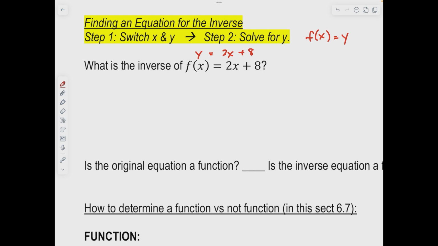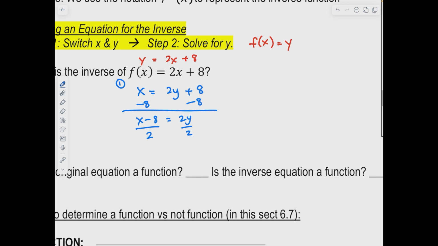If I want to find the inverse function, I'm going to switch the x and the y. So I have x equals 2y plus 8. That would be step number 1. Step number 2, I want to get the y by itself, so I subtract the 8 to the other side. I have x minus 8 equals 2y. And then the last step is to divide by 2. Okay, so I have two choices on how to write this.